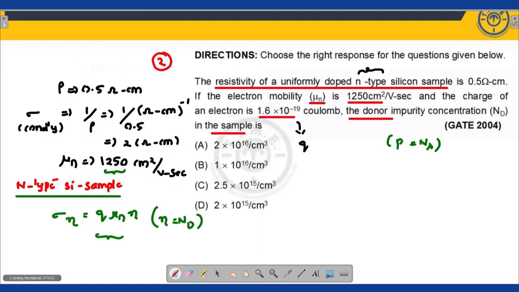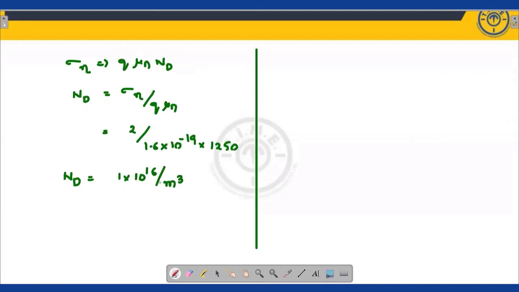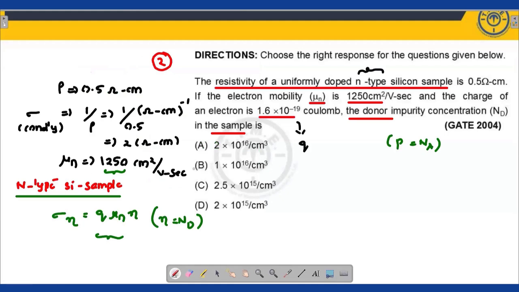So what is the option here? All the options are in centimeter cube. So the option is B. Like that, we need to solve the problems. Similarly, I am going to solve the next problem.